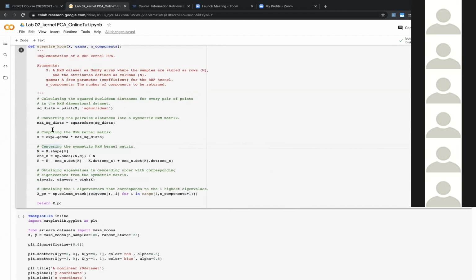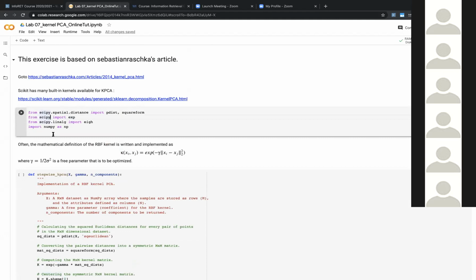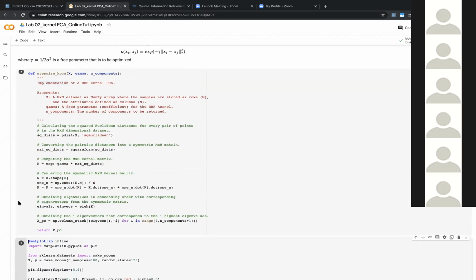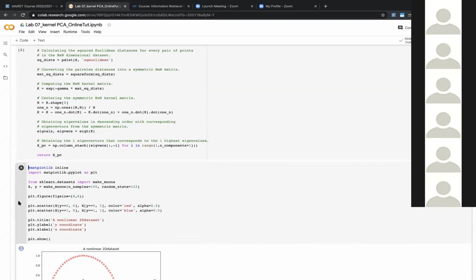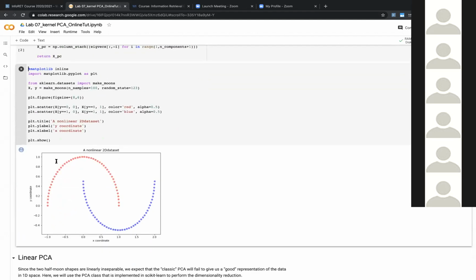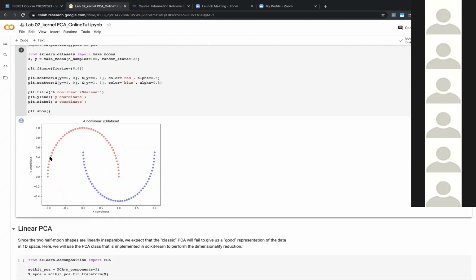So let's try to run this. It's also a good idea to click on it so that it's loaded in the Colab. Now, a very interesting idea: this is a toy data set. Some people call it the half moon data set, or two half moons.